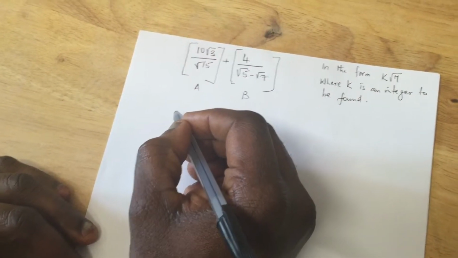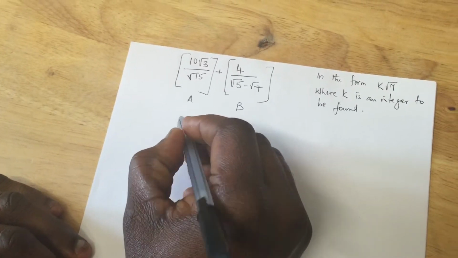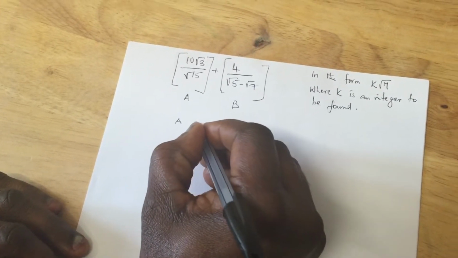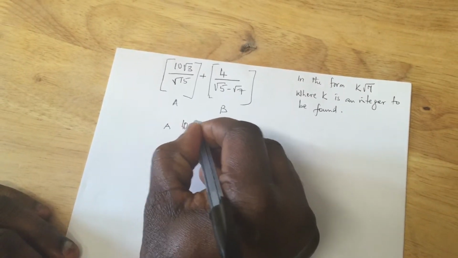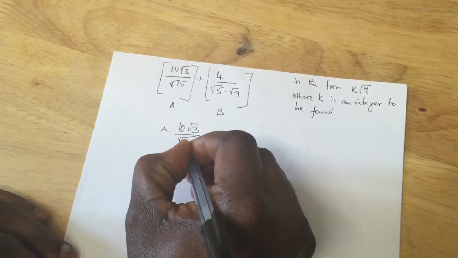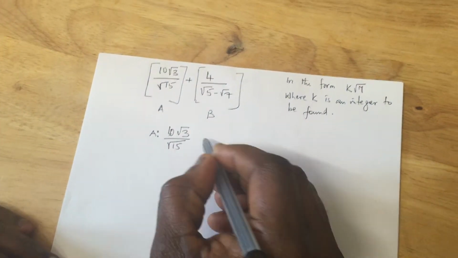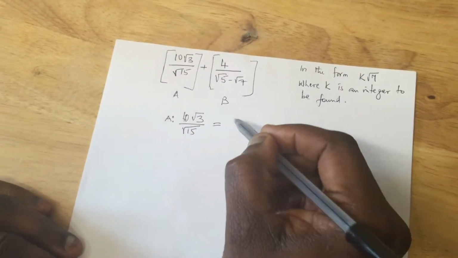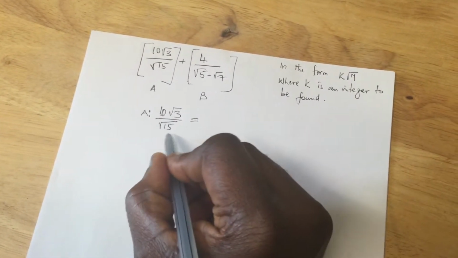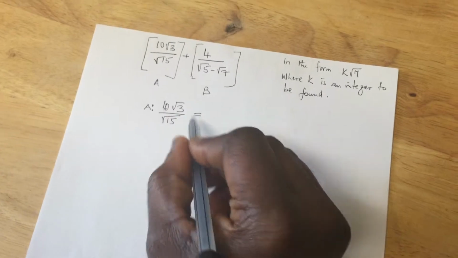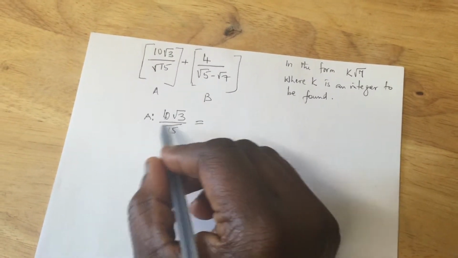The first thing to do, which is the easiest way to look at this, is to solve the A part. So our A part is 10 square root of 3 over square root of 15. The first thing we want to do is to rationalize this. And to rationalize simply means to get rid of the square roots, the surd.